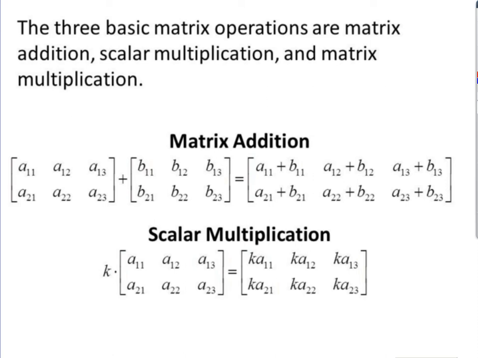Remember, with matrix addition, you just add the values that are in the same location. For scalar multiplication, you just take the value and multiply it by each value inside the matrix.